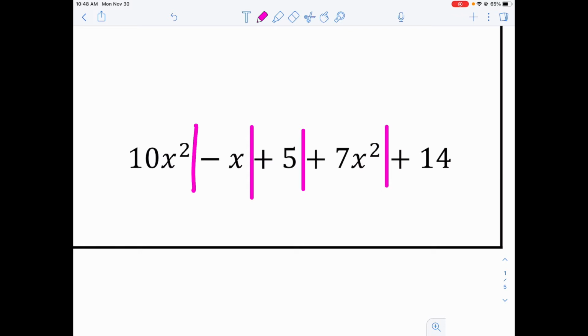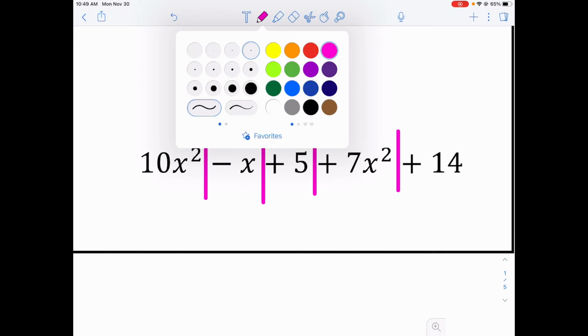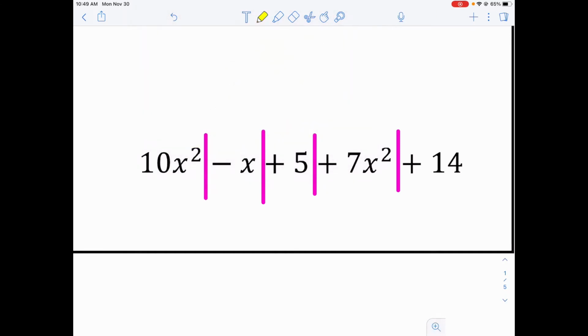So it looks like this expression has 5 terms in it: 1, 2, 3, 4, 5. Now I'm going to start by making a box around my first term, 10x squared. And remember, I'm going through and looking for anything that would be considered a like term to 10x squared, meaning it needs to have the same variable and the same exponent.